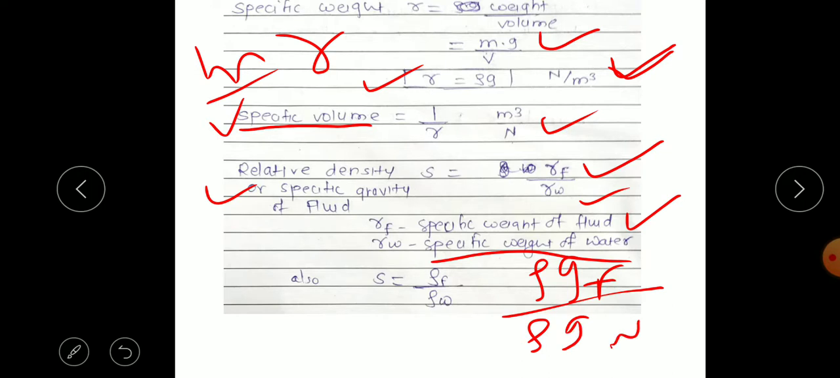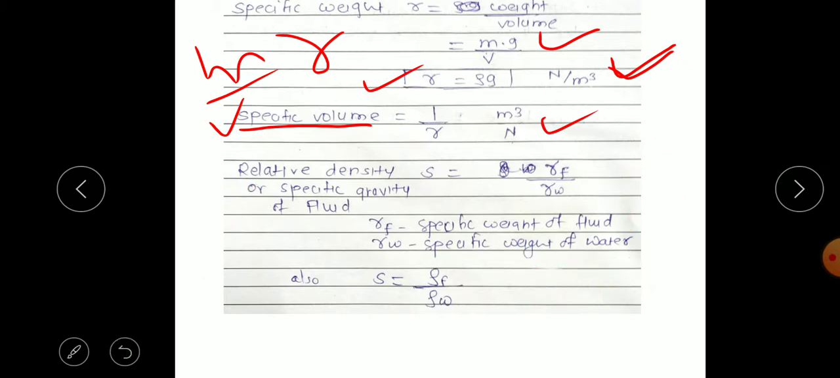So we get the ratio of the relative density, or relative density we can take as a ratio of density of the fluid to the density of the water. So two formulas we can use for the relative density. One is gamma of the fluid, that is the specific weight of the fluid upon specific weight of the water, and the second formula for S is the density of fluid upon density of the water.